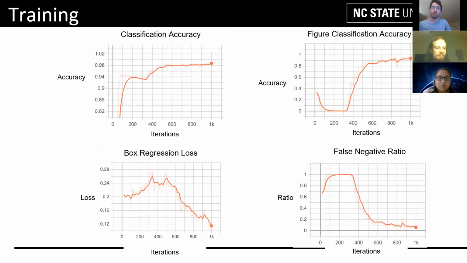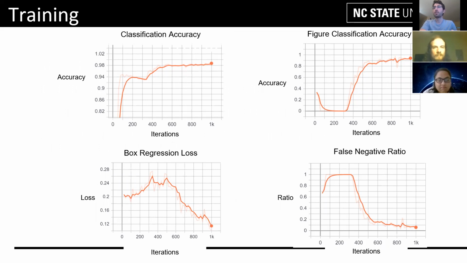Training our model on our 5,000-some images, we can see that we found maximum accuracy at around 1,000 iterations. Previous attempts at lower iteration counts, such as 300 or 400, led to lower classification percentages. We found that at roughly 800 to 1,000, a plateau was reached.